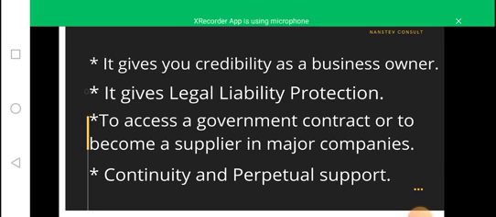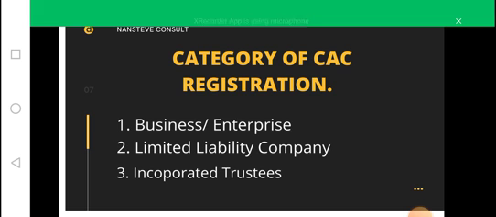Then again, let's go further to the next slide. What are the categories of business registration? We have three categories of business registration. We have the business name or enterprise, we have the limited liability company, and we have the incorporated trustees.